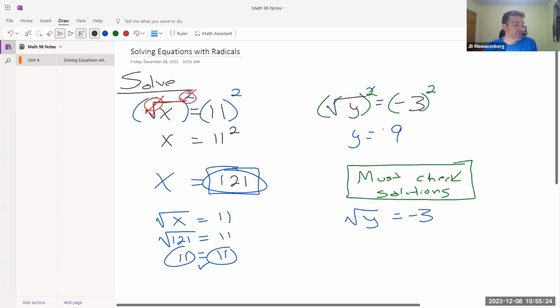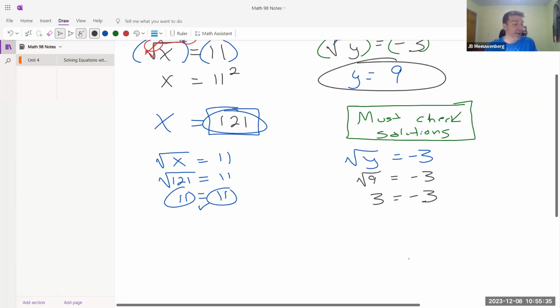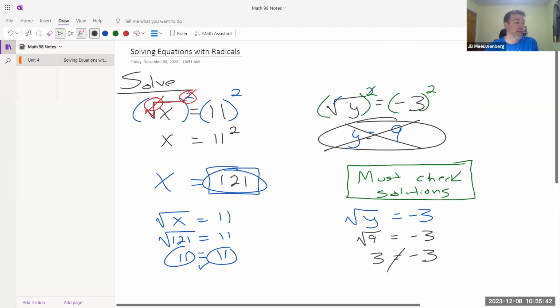If we substitute in our solution 9 for y, and then take the square root of that 9, we get 3 equals -3. And what you'll notice is that is not a true statement. So that means that 9 is not actually a solution. And we say that there are no real number solutions to this second one.